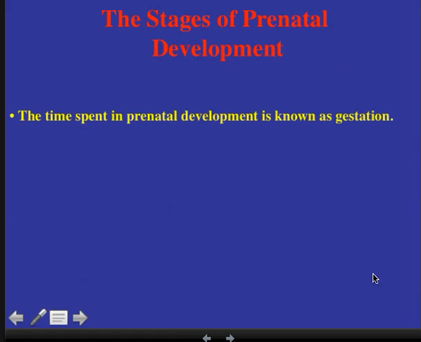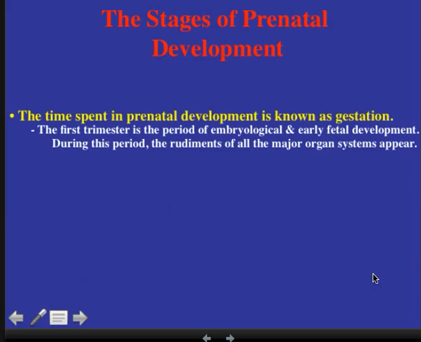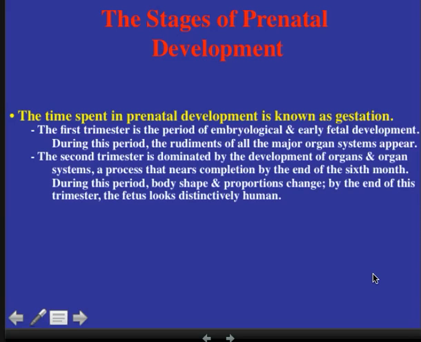So the time spent in prenatal development is known as gestation, and during the first trimester, we have embryological and early fetal development. And as a result, the rudiments of all the major organ systems appear at this time. And the second trimester is dominated by the development of organs and organ systems, which is a process that nears completion by the end of the 6th month. And during this period, body shape and proportions change, and by the end of this trimester, the fetus looks pretty human.